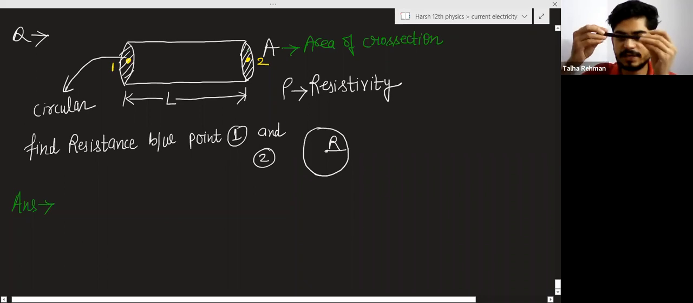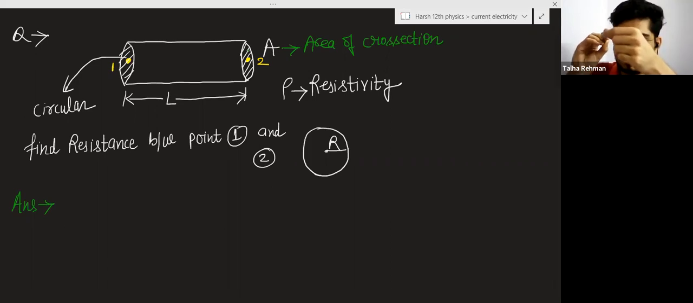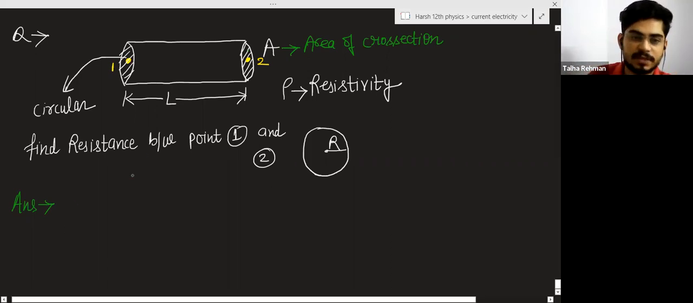Have you seen the cylinder? A cylinder has the circular cross section area. See here, this is a cylinder, so this is a circle. So you have to take the area of this circle. So you will use the formula of resistance R is equal to resistivity into length divided by area of cross section.